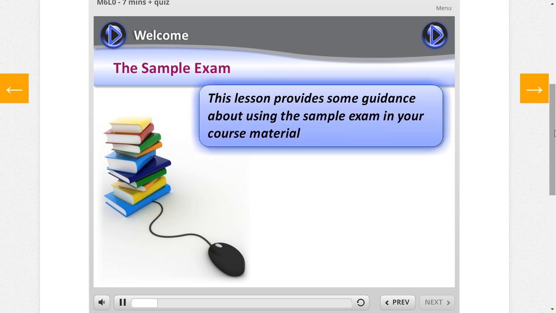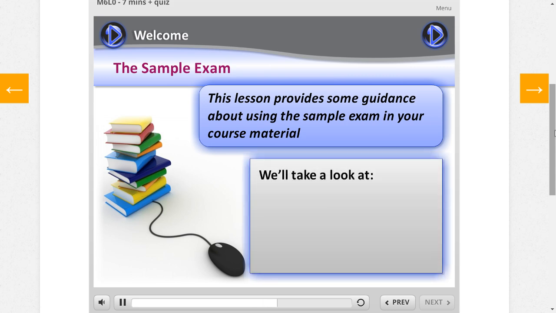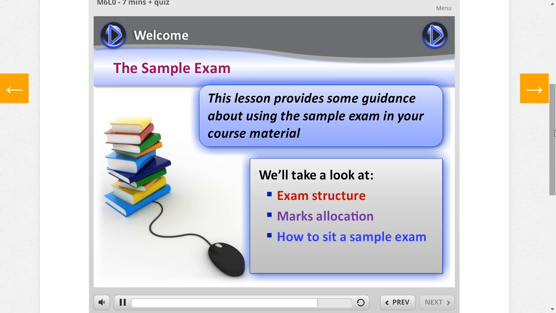Welcome to Module 6. This final module will provide you with some guidance about using the sample exam that is supplied as part of your course material, as well as preparing you for your final exam. We'll be taking a brief look at the exam structure, marks allocation, how to sit a sample exam, and what to do next.